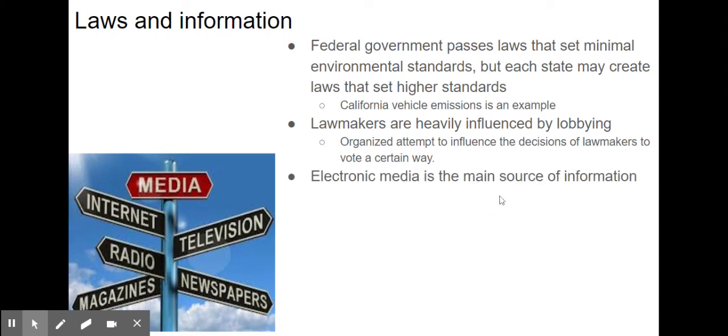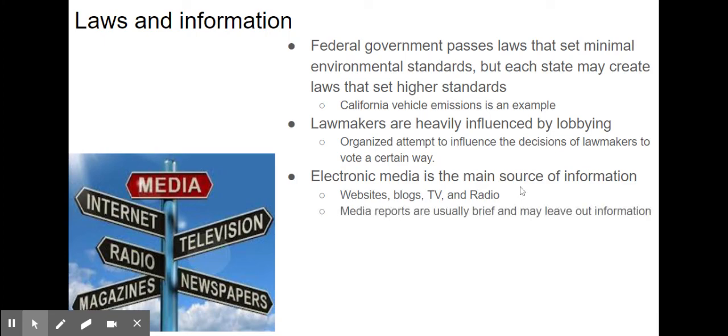Electronic media is the main source of information. So websites, blogs, TVs, and radios. Media reports are usually brief and they may leave out a lot of information. Most people do not go and read newspapers, magazines, things like that. They're getting all their information off of a website, or listening to it on a blog, TV, or radio.